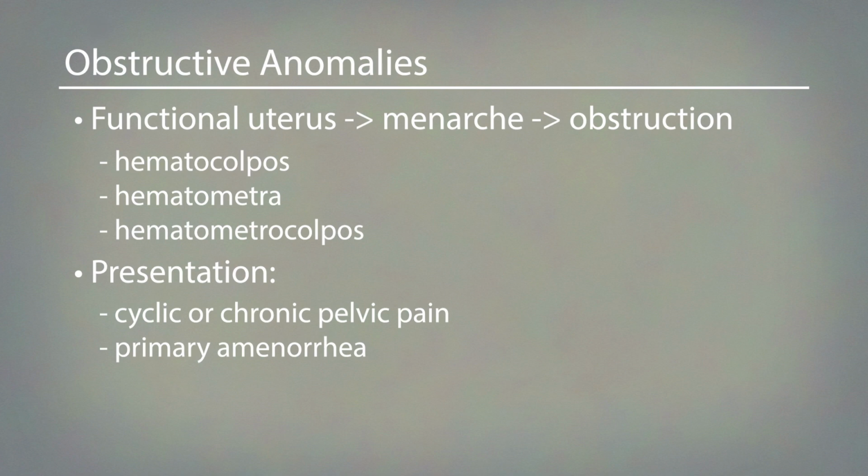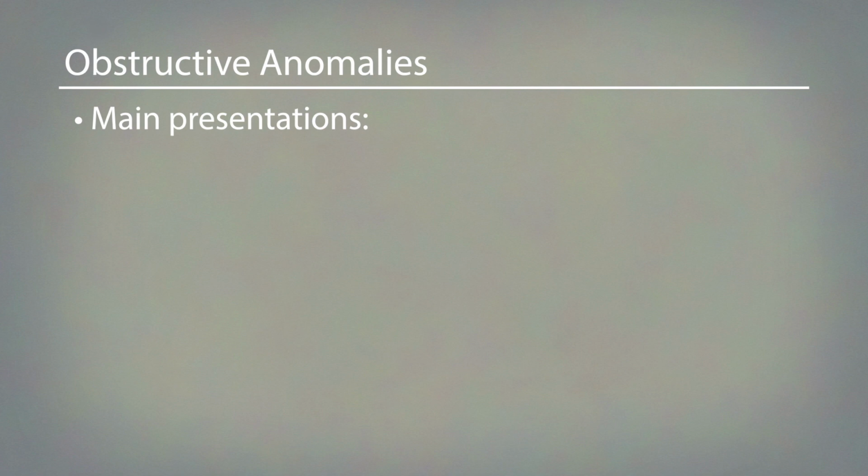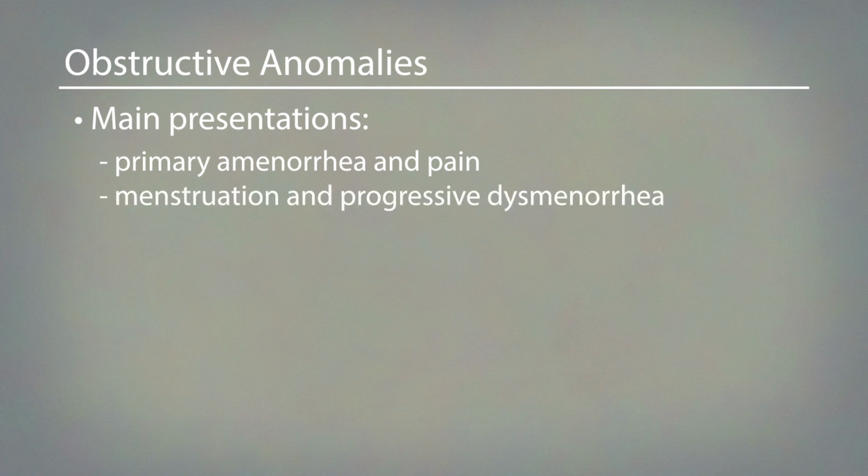Patients typically present in the first year after menarche was expected to occur. As teenagers may have irregular menstruation for several years after menarche, they may not experience monthly pain. The obstructive anomalies will be discussed based on how they present, either with primary amenorrhea and pain, or menstruation and progressive dysmenorrhea.